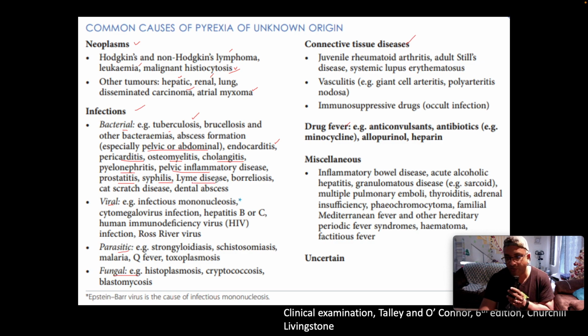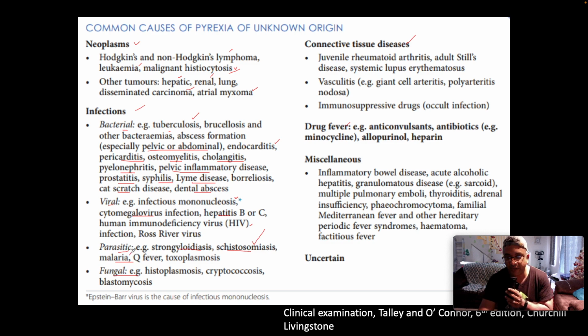Lyme disease is not so common in our setting. Borreliosis, as well as cat scratch disease, which is Bartonella henselae. Dental abscess, always think about that. And viral things like infectious mononucleosis, EBV, which has links with many conditions, including autoimmune disease, oral hairy leukoplakia and lymphoma. CMV infection, hepatitis B and C, HIV of course. Parasitic-wise, talking about strongyloides, schistosomiasis, probably common in our setting. Always do stool and look for those ova. Malaria as well, very important.